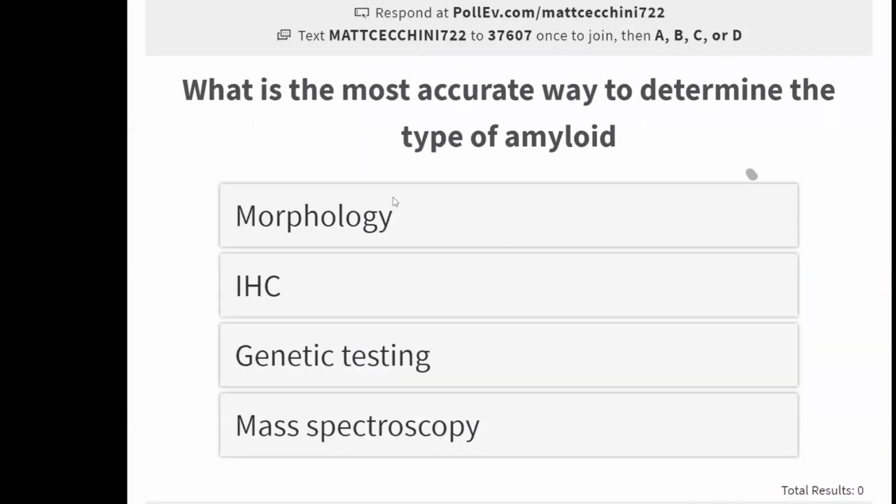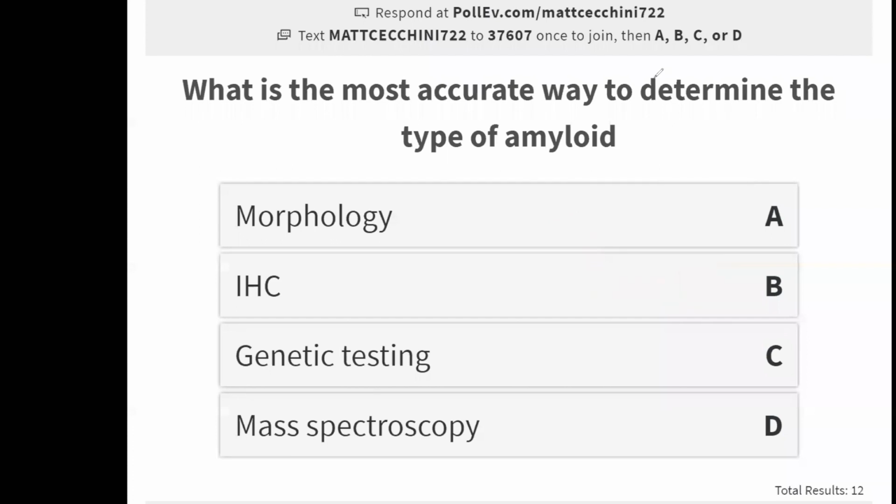So another poll question here. What's the most accurate way to determine the type of amyloid? Is it A, morphology? Is it B, IHC? Is it C, genetic testing? Or is it D, mass spectrometry? Sorry, I should say mass spectrometry, but I think everyone gets the point.